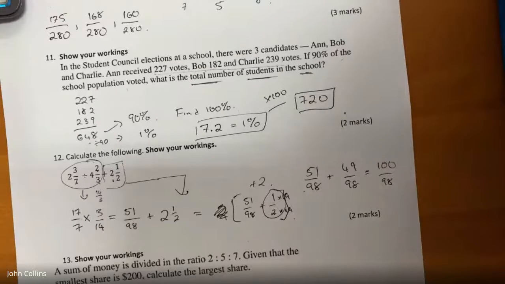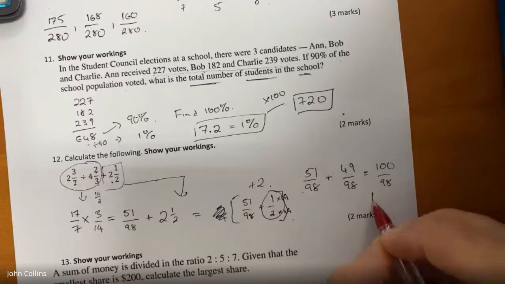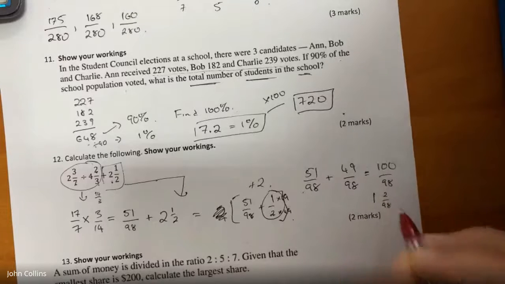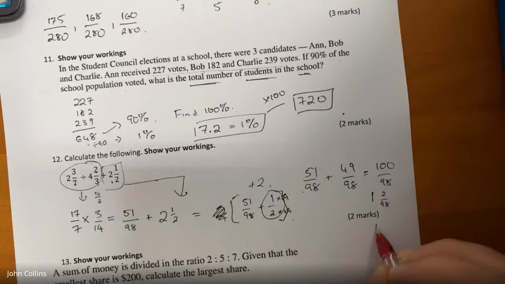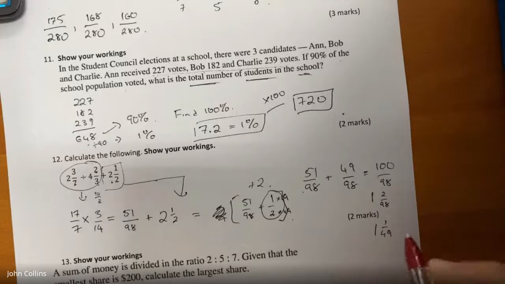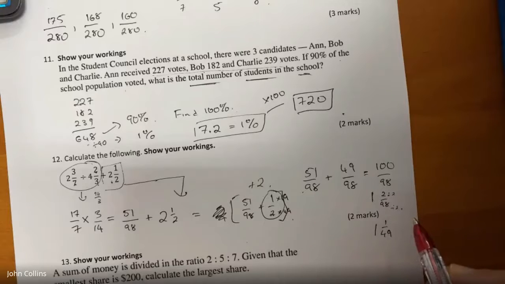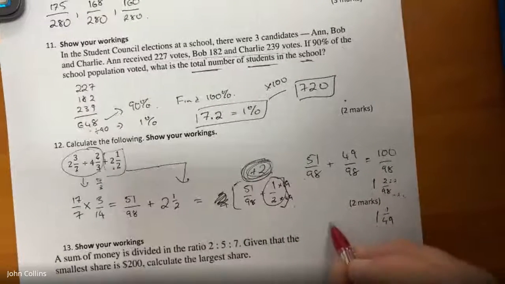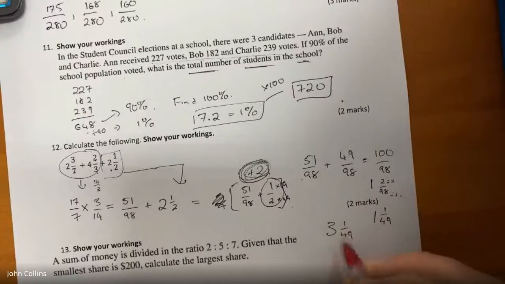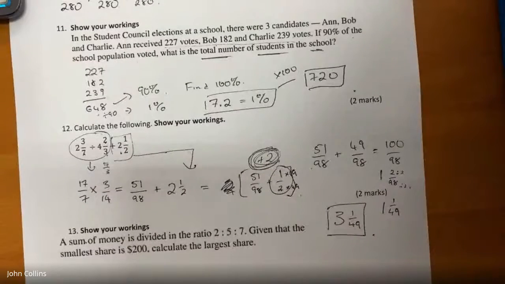I'm going to add 51 and 49, which is 1 and 2 98ths, which is actually, well, if I simplify this down, it's 1 and 1/49th, because that's divided by 2, divided by 2. All right. But of course, I still have to add this 2 from before, so the answer is 3 and 1/49th.